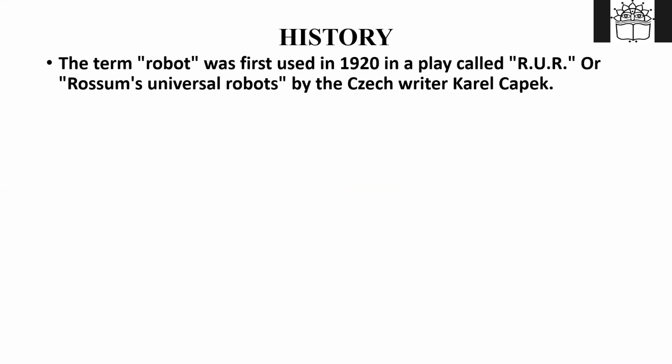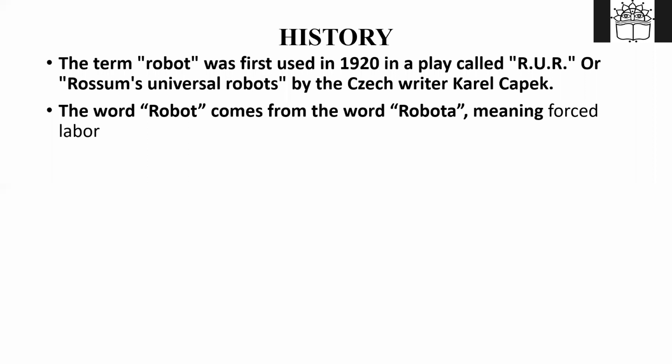The first time the word robot was used was in a play performed in the year 1920. The name of the play was RUR, that is Rossum's Universal Robots, by Czech writer Karel Čapek. So the word robot was first used in 1920, even though the concept of a robot was not there yet.